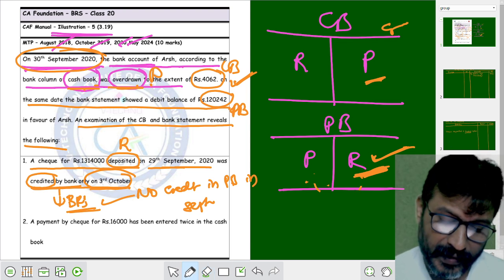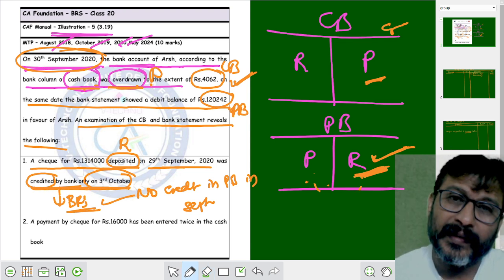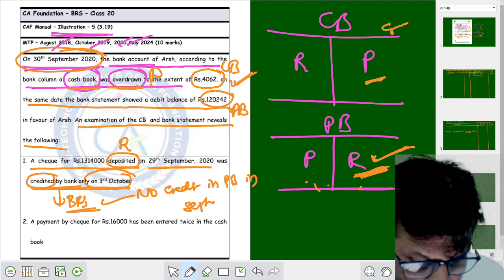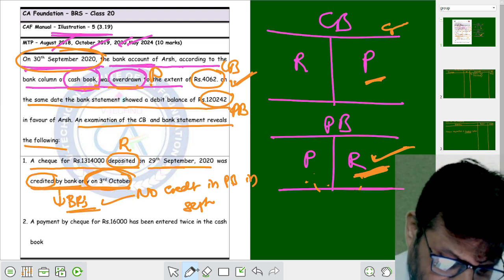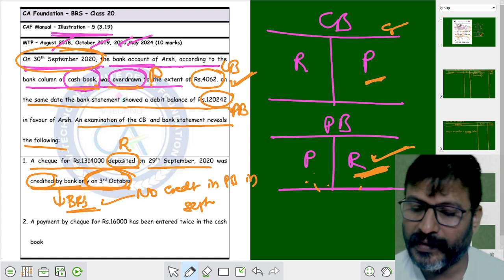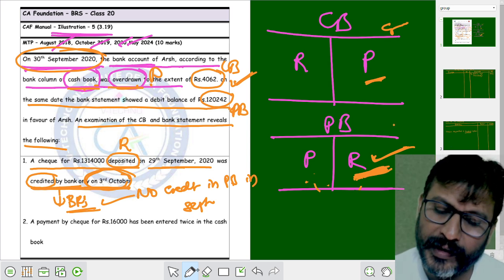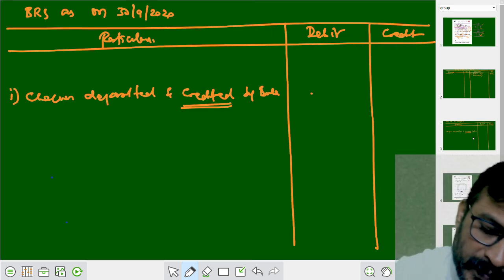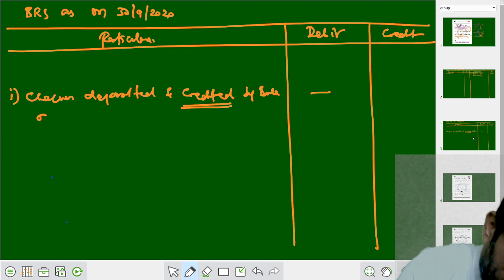Why? Because credited by bank when? When the banker gave the credit. The banker gave the credit on 3rd October. It means no credit in passbook in September. No credit means we have to take it on the credit side only, with an amount of how much? Credited by bank on 3rd October.